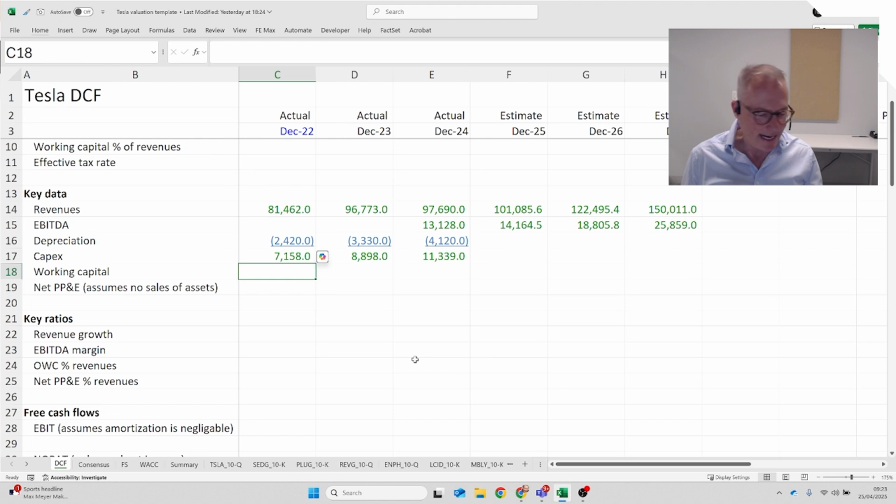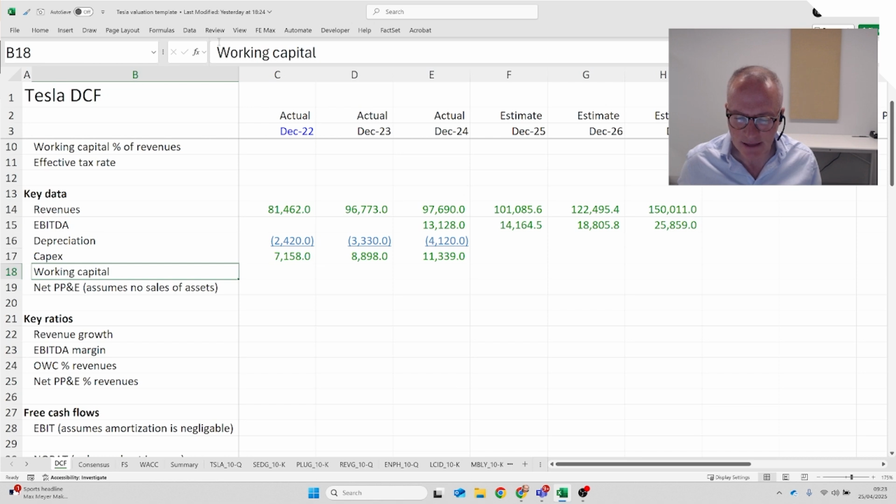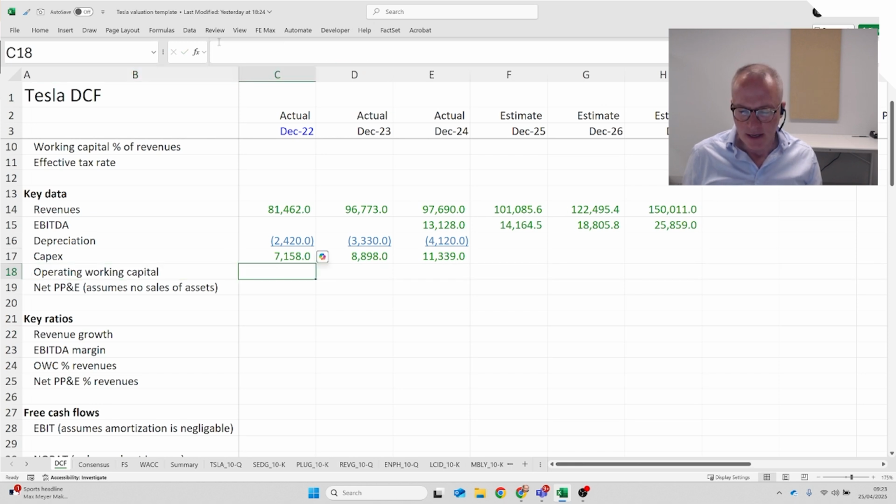And then for my working capital, I'm going to calculate that from the financial statements. Now, I should probably rename that and call it operating working capital, so this is all the operational items. I'm going to take the operating current assets minus the operating current liabilities. But there's one additional item in Tesla's case, which is long-term deferred revenue. These are probably things like customer deposits, which I'm also going to bake into this calculation.